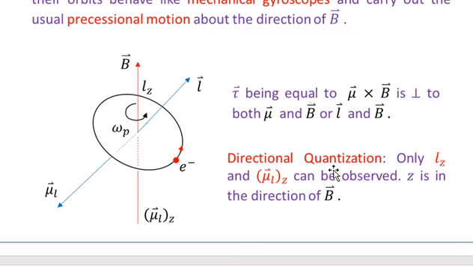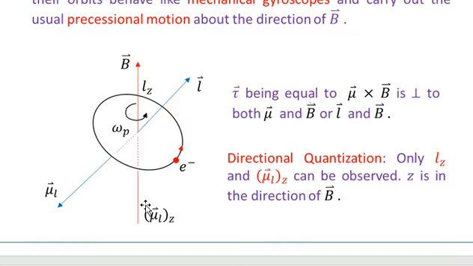So now there is a concept of directional quantization. Only Lz and mu Lz can be observed. Z is the direction of B. So there are two quantities that we can measure physically: one is the Lz component, and the other is the z component of mu L. These two quantities can be measured in different experiments, and they are quantized. That is, they have a specific direction and they also have specific magnitudes.